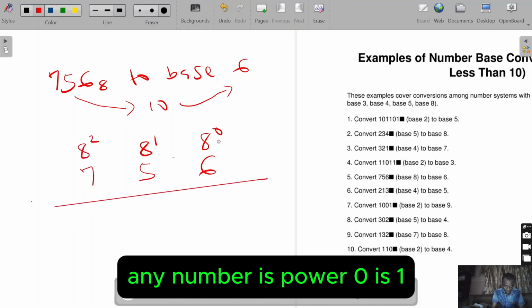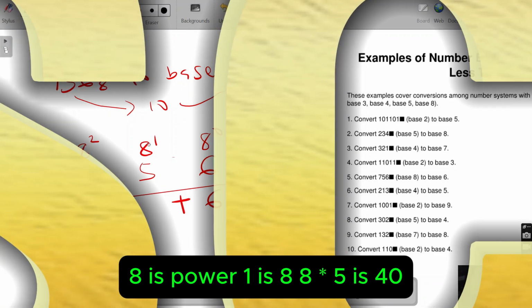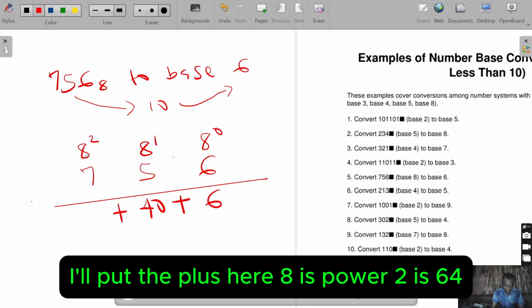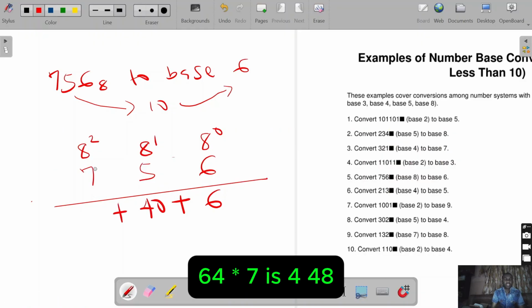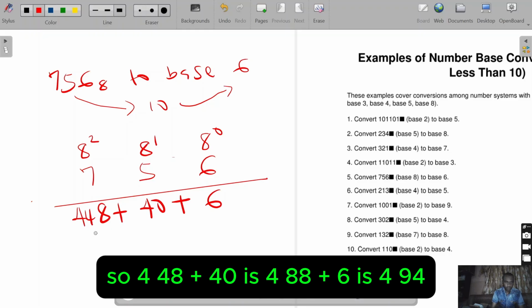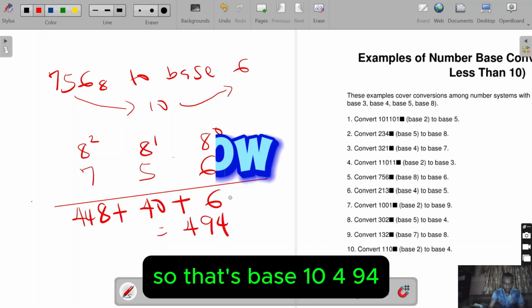Any number raised to power 0 is 1. 1 times 6 is 6. I'll put the plus here. 8 raised to power 1 is 8. 8 times 5 is 40. I'll put the plus here. 8 raised to power 2 is 64. 64 times 7 is 448. So 448 plus 40 is 488, plus 6 is 494. So that's base 10, 494.